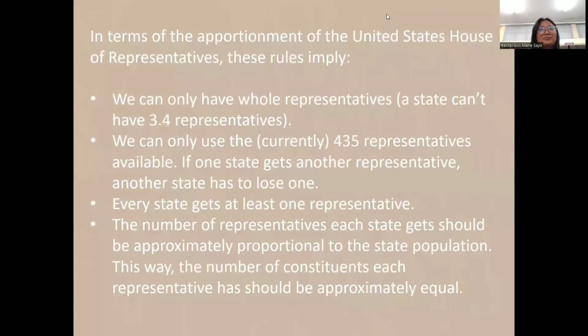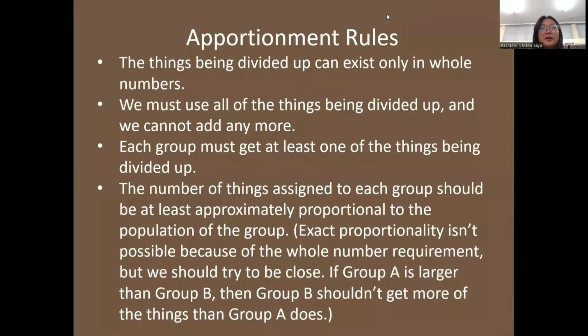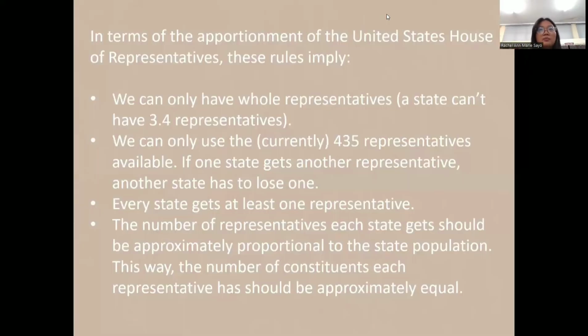So let's proceed. In terms of the apportionment of the United States House of Representatives, these rules imply four things that we need to remember. First, we can only have whole representatives. A state can't have 3.4 representatives, as we mentioned earlier from the first rule that the things being divided can only exist in whole numbers.